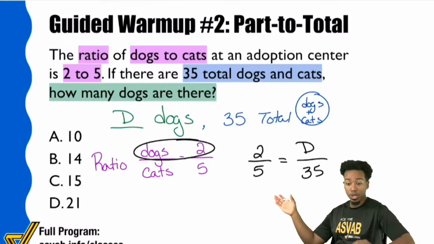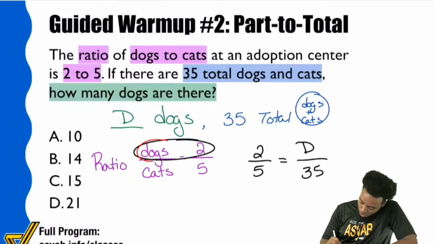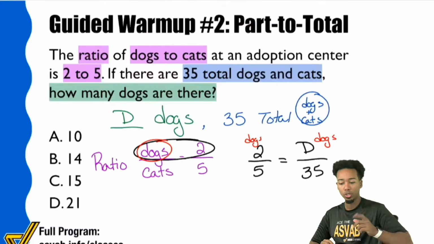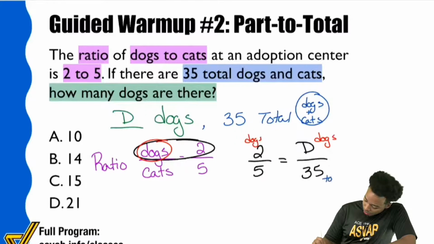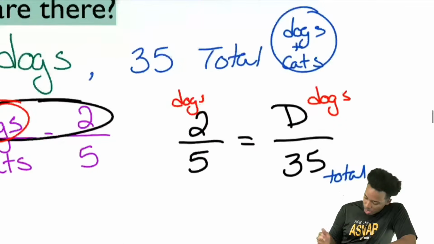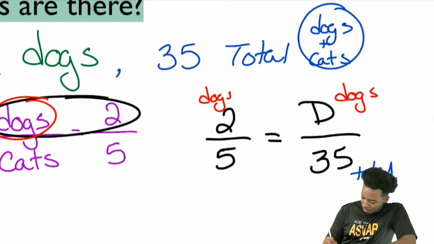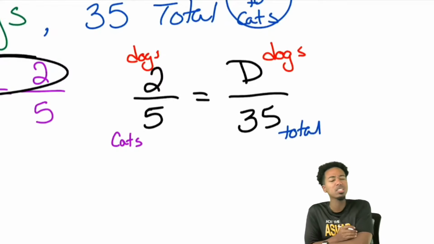Let's self-check. So here it says, hey, that 2 up there, that represents dogs. We saw that. Okay, so we're good. That D over here, that represents dogs. I'm good there. But just like Jessica pointed out, yeah, 35 is a total. Notice right here, it says 35, that's a total. And then 5, that's cats. Is this the same things being compared in the same way?